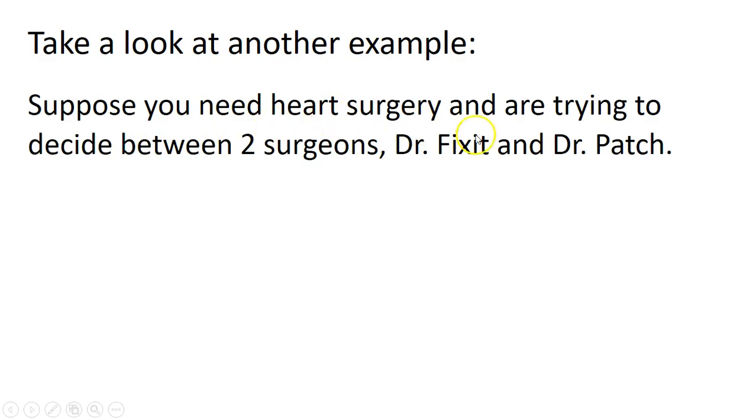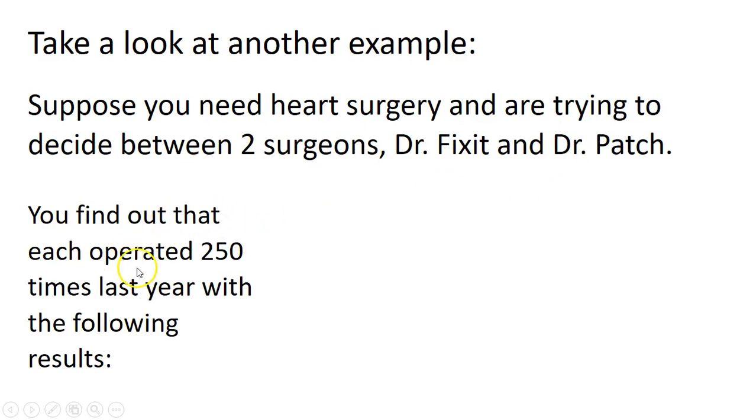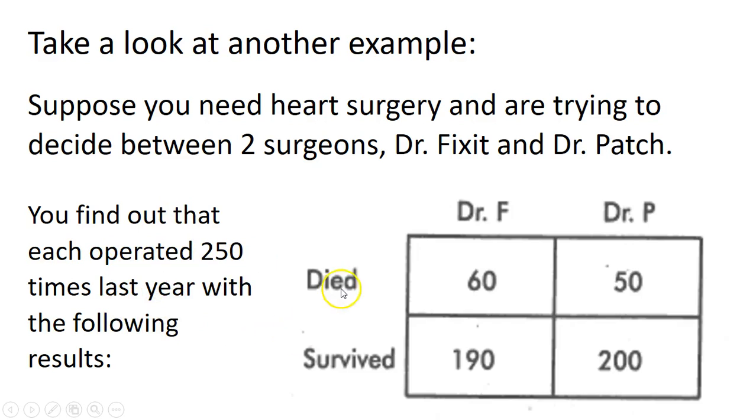Take a look at another example. Suppose you need heart surgery and are trying to decide between two surgeons, Dr. Fixit and Dr. Patch, and you find out that each operated 250 times last year with the following results. So, here's Dr. Fixit and Dr. Patch. And when they were operating, if you go down the list here, we see how many died and how many survived. Okay, so instantly, people tend to look at this and say, more survived, gotta go with Dr. Patch.